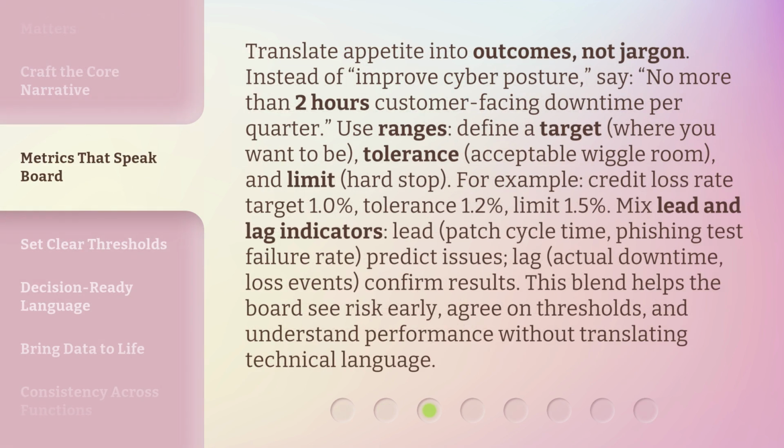Translate appetite into outcomes, not jargon. Instead of "improve cyber posture," say, "no more than 2 hours customer-facing downtime per quarter." Use ranges. Define a target, where you want to be; tolerance, acceptable wiggle room; and limit, the hard stop. For example, credit loss rate target 1.0%, tolerance 1.2%, limit 1.5%.